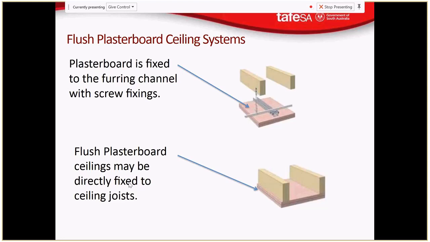Flush plasterboard ceilings may also be directly fixed to ceiling joists. Now this is the typical detail in residential architecture. So these may be ceiling joists, or they may be bottom chords of trusses. Such a system typically doesn't work very well if we wanted to have services running through in a two-story dwelling, unless we had particularly deep joists.